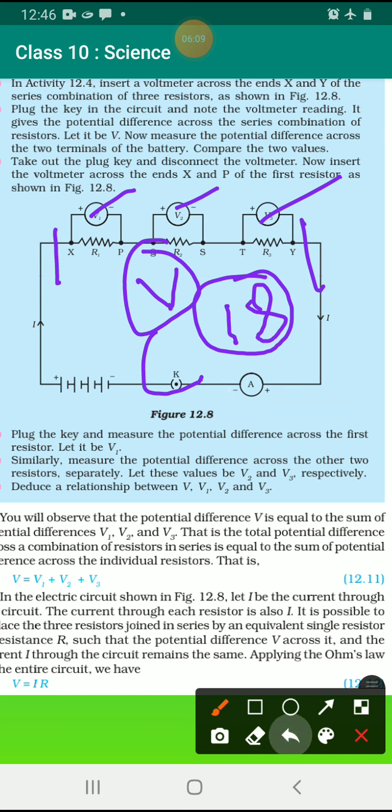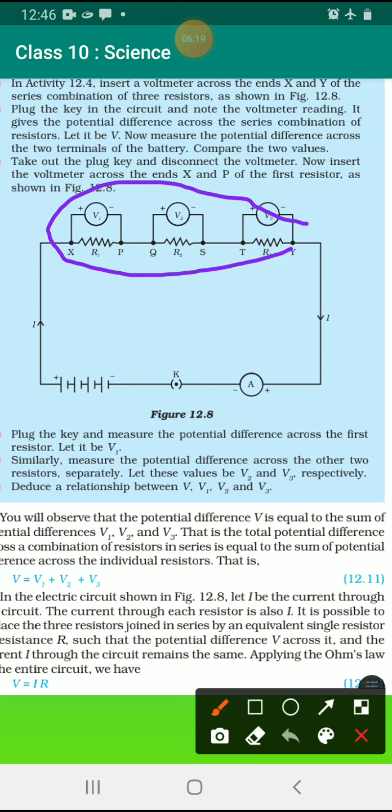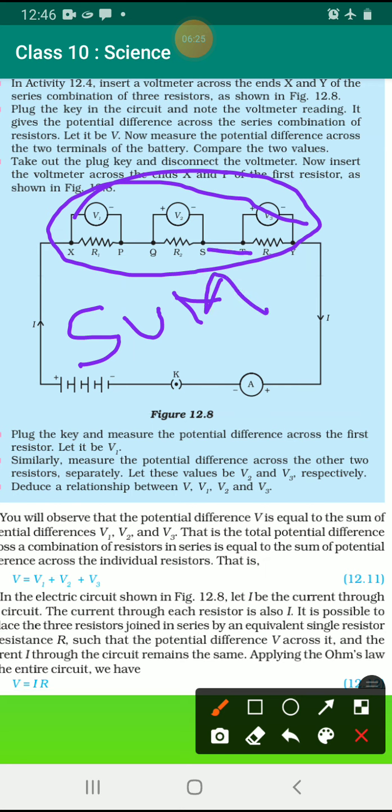From this, we can infer only one thing: the total series combination of resistors is nothing but the sum of the resistors. Got it? We can get it as a sum of resistors, right? So next, children, I hope you understand that.